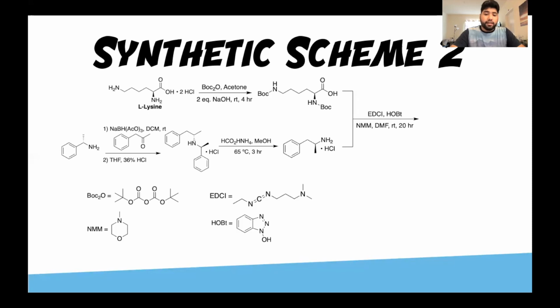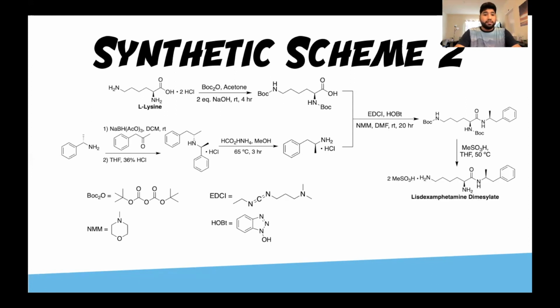The Boc-protected L-lysine is coupled with dextroamphetamine by another carbodiimide, this time 1-ethyl-3-(3-dimethylaminopropyl)carbodiimide, or EDC for short. Hydroxybenzotriazole, or HOBt, is thrown in to circumvent any possible racemization of the activated amino acid. It ultimately forms an active ester and thus is functionally analogous to NHS seen in the first synthetic scheme. Coupling gives Boc-protected lisdexamphetamine, which is then treated with methanesulfonic acid for deprotection. Note that the salt given this time is lisdexamphetamine dimesylate.